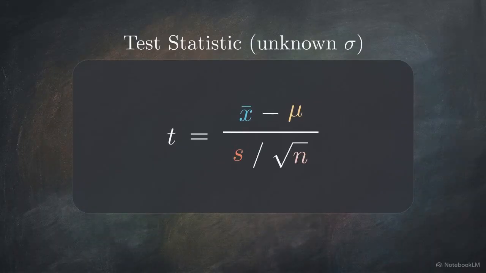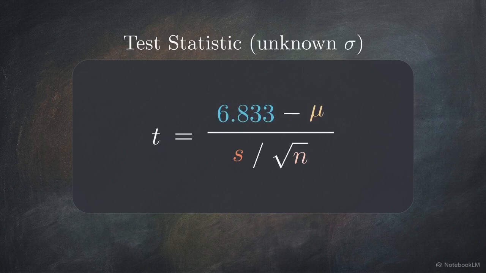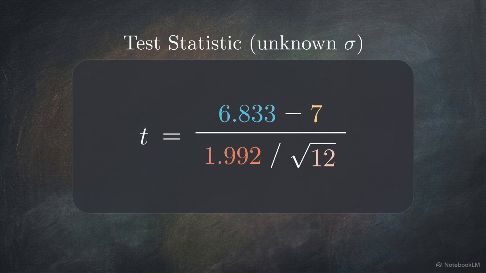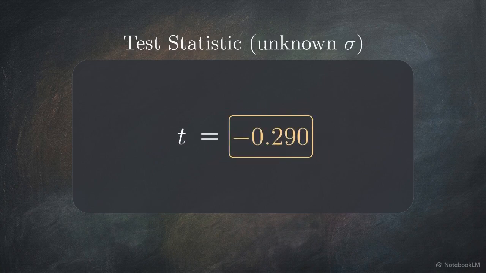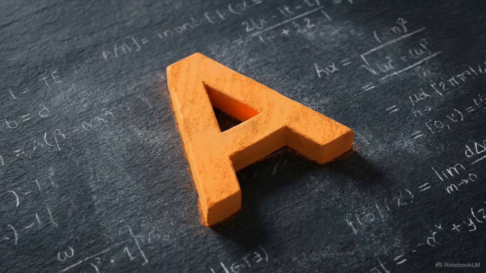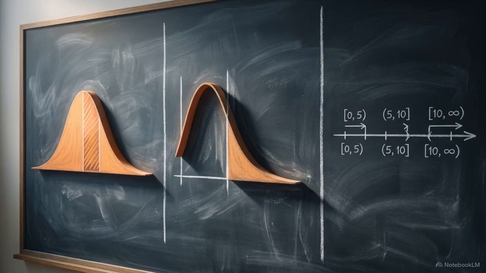We pass our specific variables into the t-test equation. Taking our sample mean of 6.833, subtracting the hypothesized mean of 7, and dividing by our standard error yields a resulting test statistic of t equals negative 0.290. We now evaluate this statistic against a predefined significance level, which we will set at alpha equals 0.05. We can determine statistical significance using 3 mathematically equivalent methods.